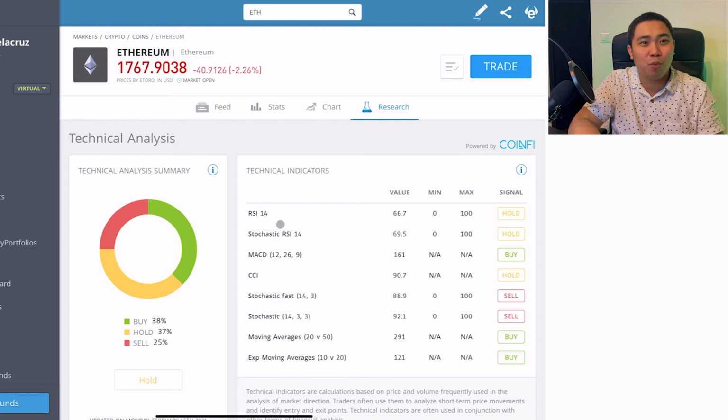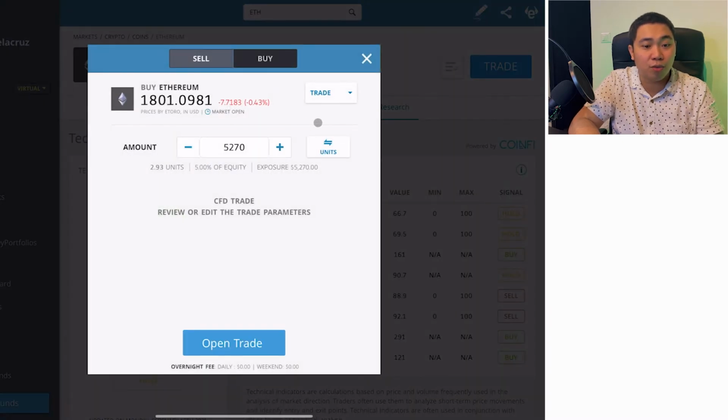Now, this section will teach you how to purchase a portion of Ethereum. So what you can do is select trade, and the trade function will essentially allow you to buy Ethereum at a certain price.